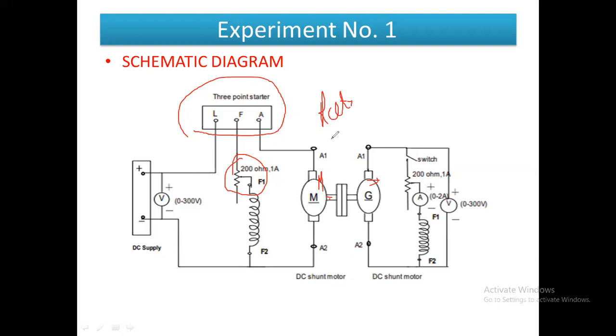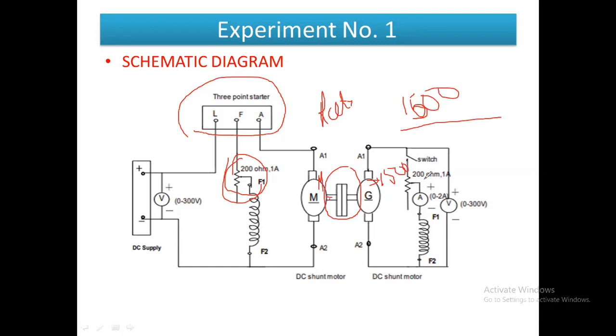If the motor is running at 1500 rpm, 1500 revolutions per minute, because there is a direct coupling between these two shafts, the generator will also run at 1500 revolutions per minute. That means it will run at the same speed. We first run the motor at rated speed by varying this rheostat. Once the motor is running at rated speed, the generator will also run at rated speed, and we will maintain this speed constant.